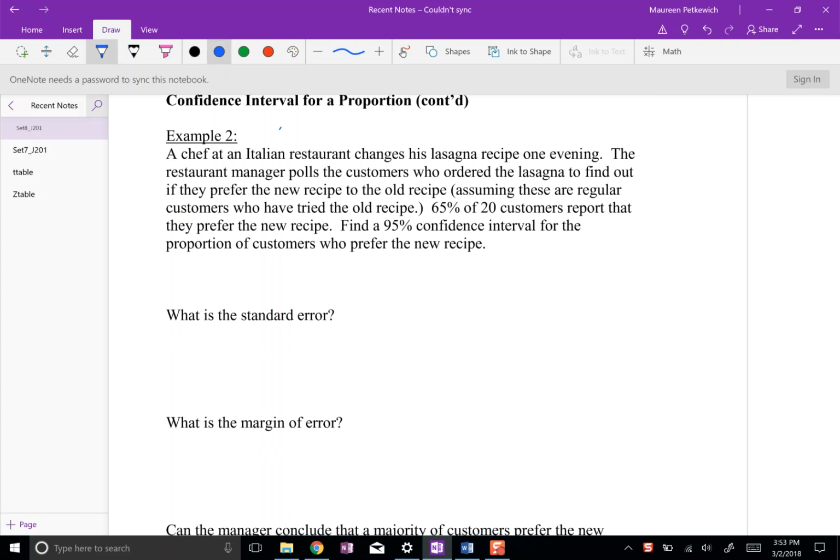All right, so again, we're going to write down some key information. We have a sample proportion of 65%, so I'm going to say p hat equals 0.65. We have a sample size of 20 customers. We want a 95% confidence interval, and I could look back at that table to check. I'm going to use a z-score of 1.96.